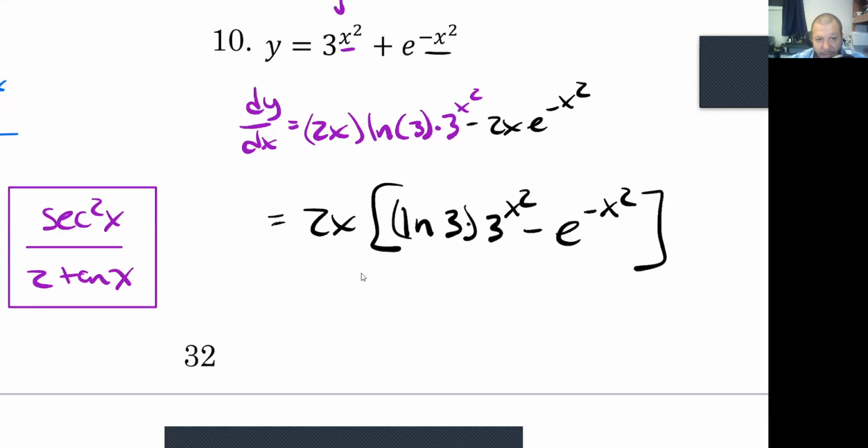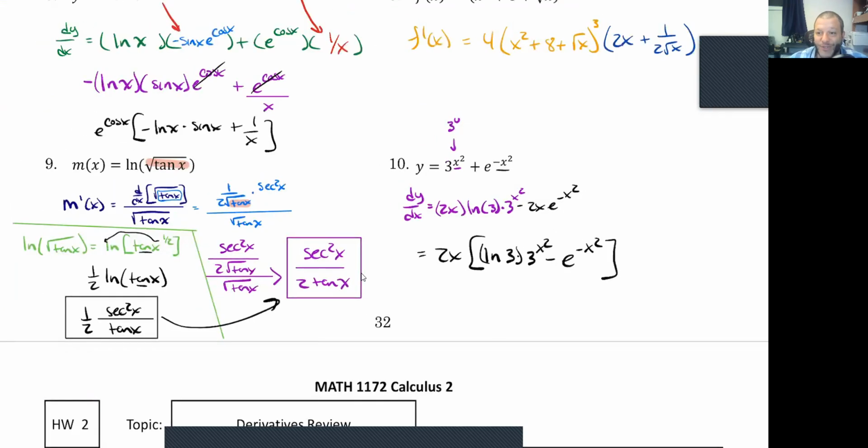All right, that's it for this first page. Oh, now it's about to get real on these next ones.